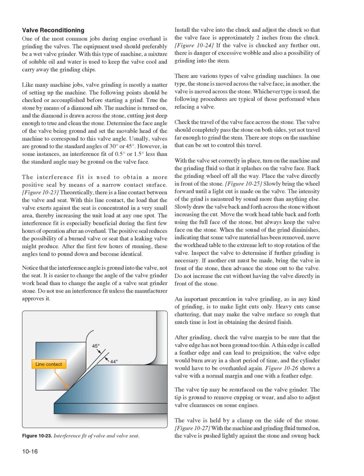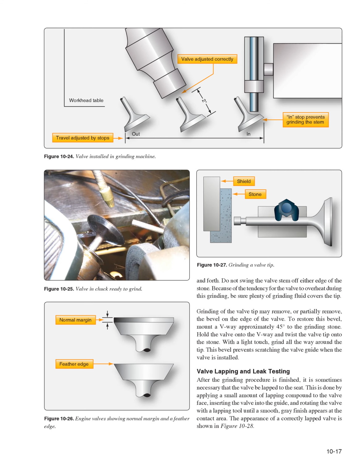The valve edge would burn away in a short period of time, and the cylinder of the valve is pushed lightly against the stone and swung back. And fourth, do not swing the valve stem off either edge of the stone. Because of the tendency for the valve to overheat during this grinding, be sure plenty of grinding fluid covers the tip. Grinding of the valve tip may remove, or partially remove, the bevel on the edge of the valve.